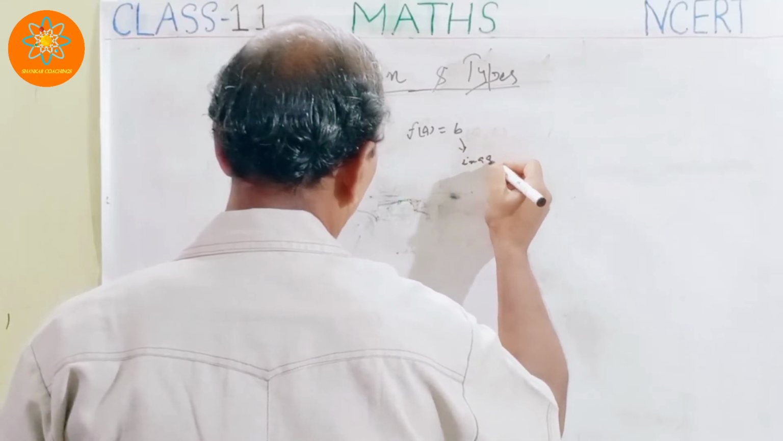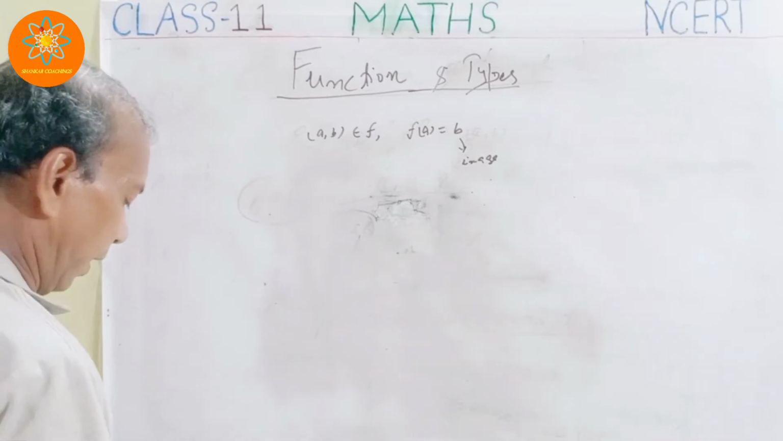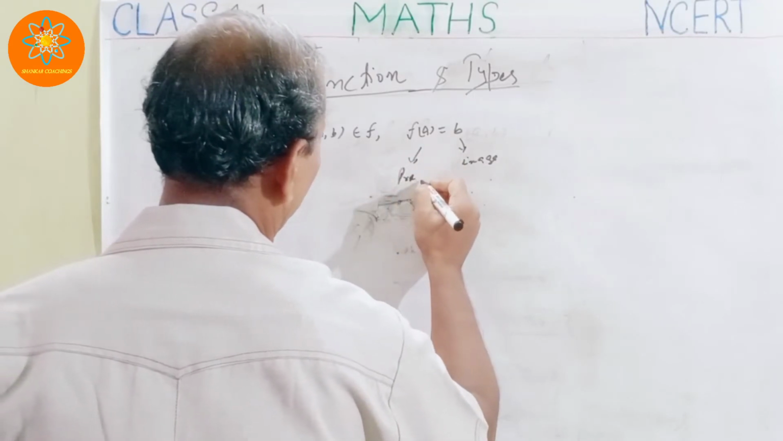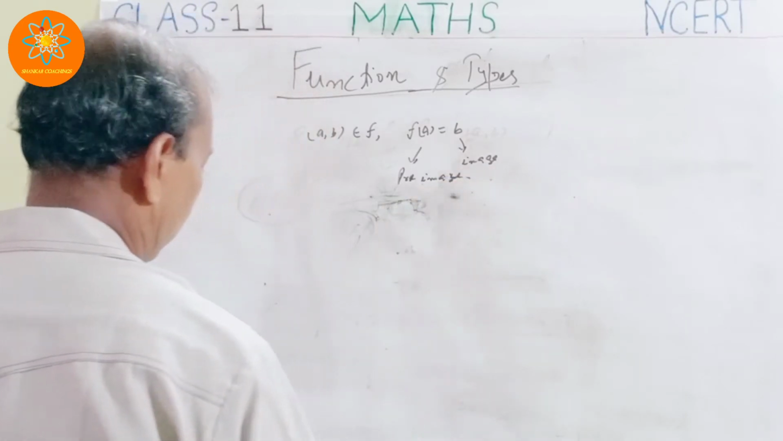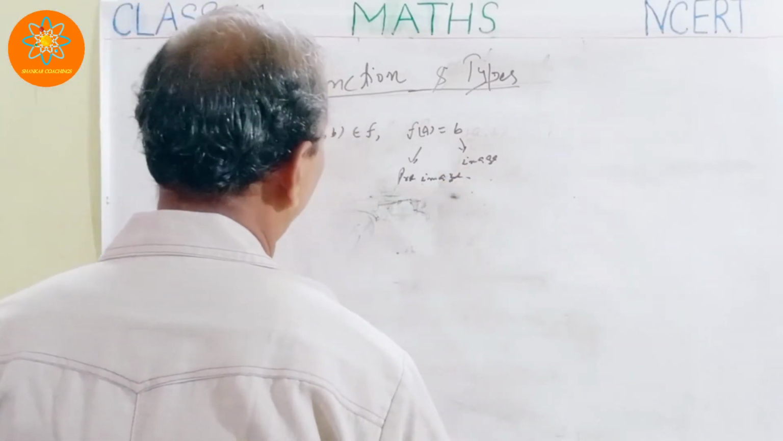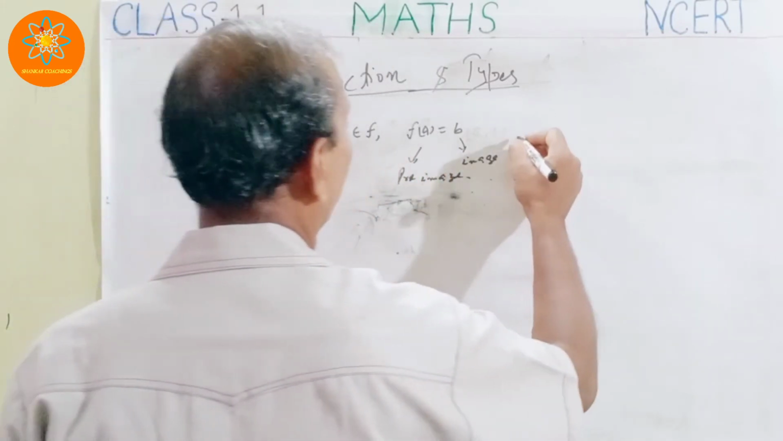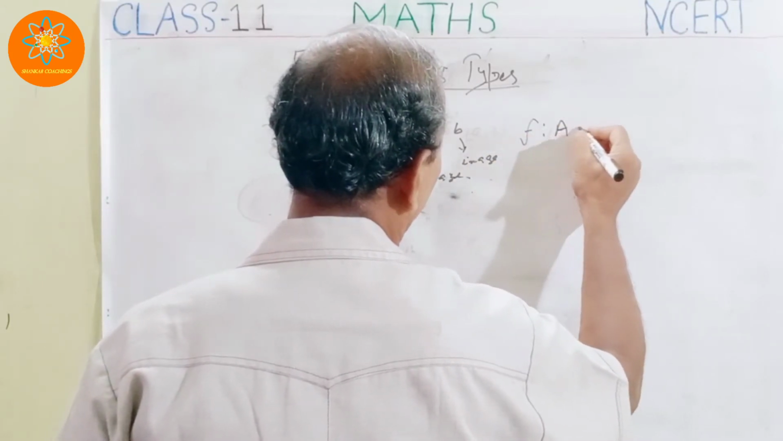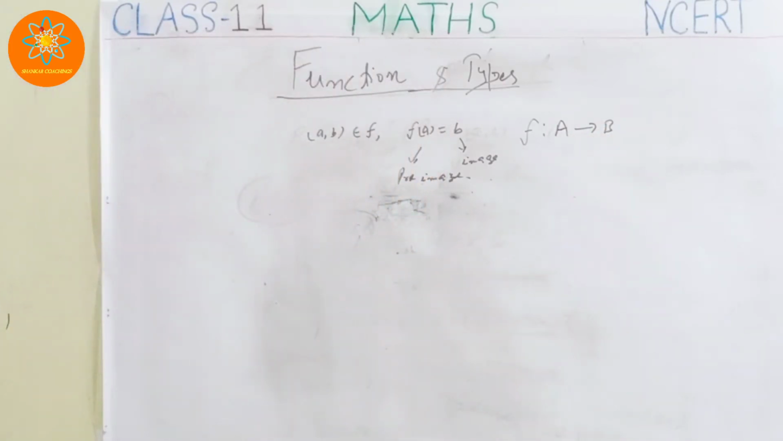B is called the image of A, and A is called the pre-image. If I want to write a function from A to B, it will be denoted like this: f from A to B. So this is a function. If you see the types of function, there are many types.